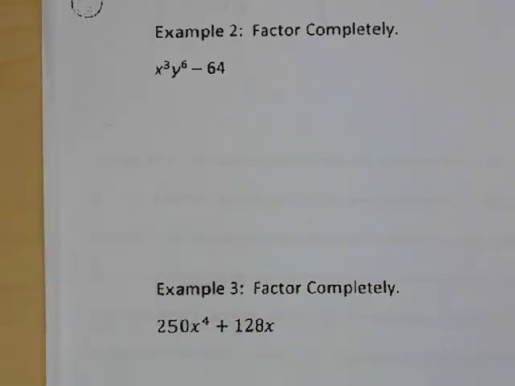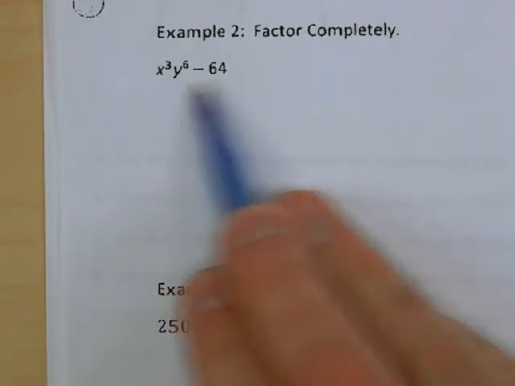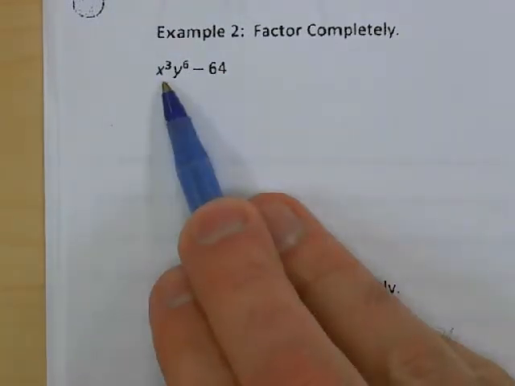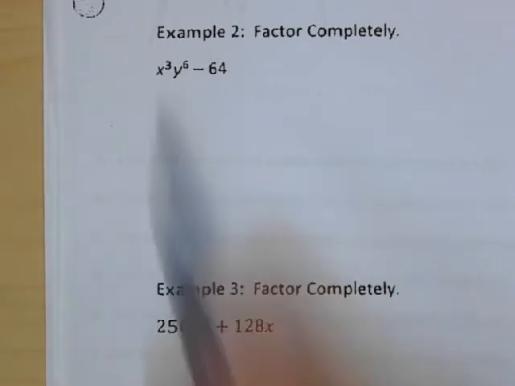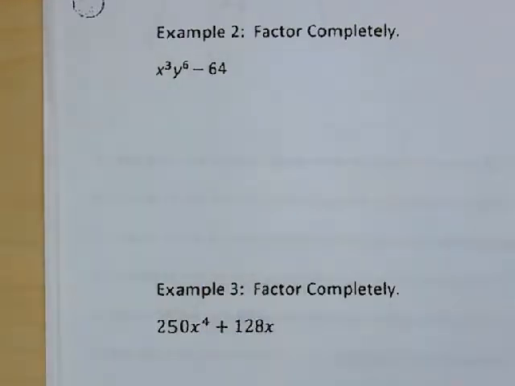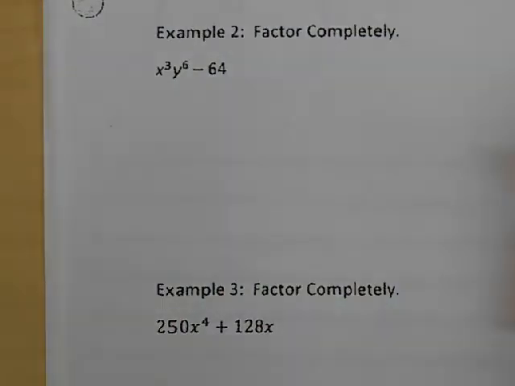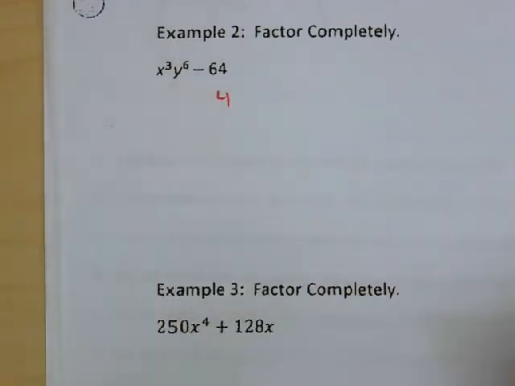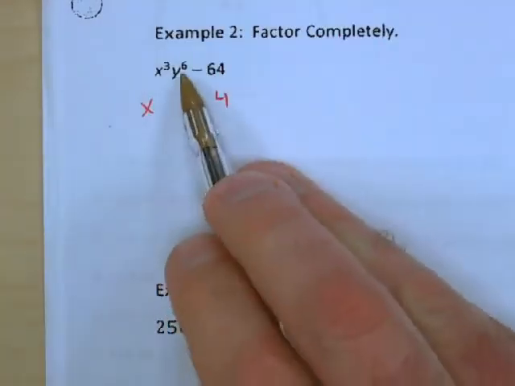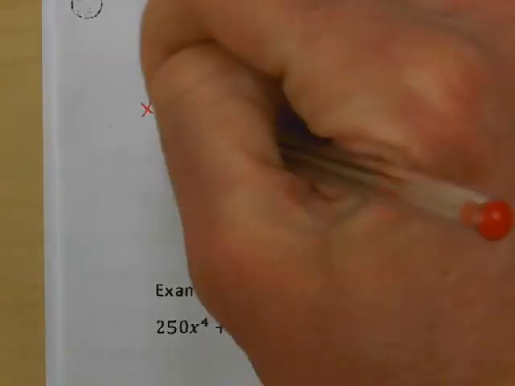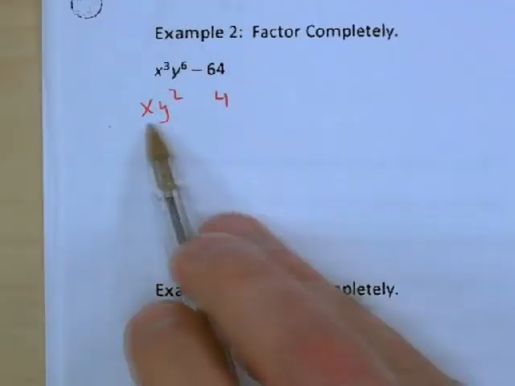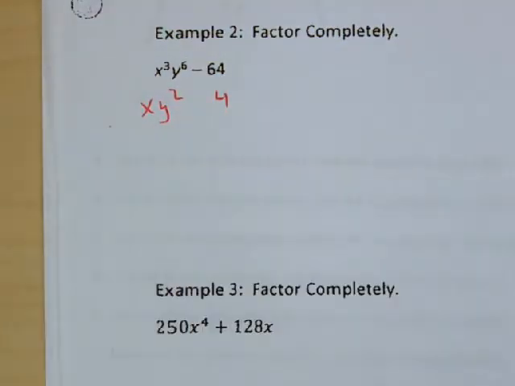Example 2, factor completely. So again, only 2 terms. This is a perfect square, so is it a difference of 2 squares? Well, no, because x cubed is not a perfect square. Is it a cube factoring problem? Yeah, now 64 is a tricky number because 64 is a perfect square, but it's also a perfect cube. The cube root of 64 is 4. And then the cube root of x cubed, what times itself 3 times equals x cubed, is x. What times itself 3 times equals y to the 6th, or y squared. So then xy squared is my a, and 4 is my b.